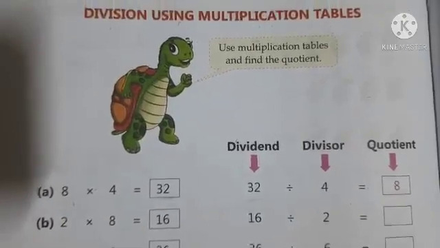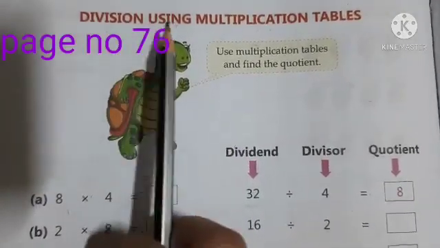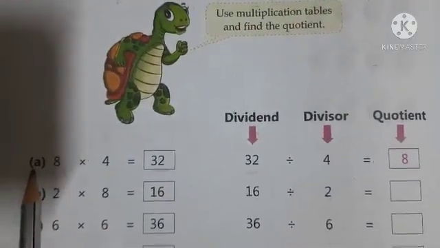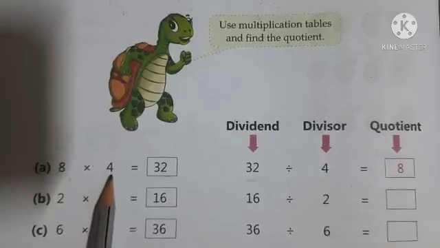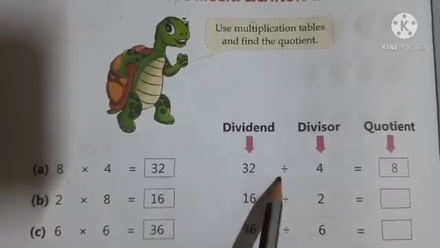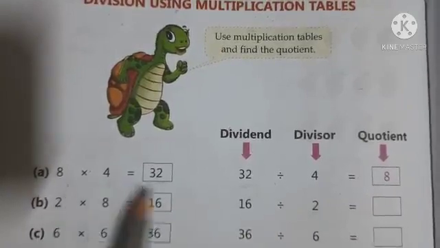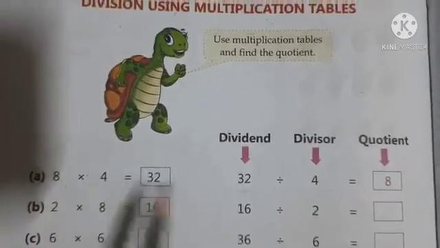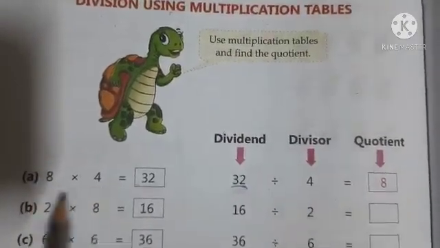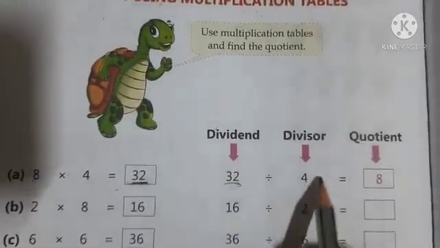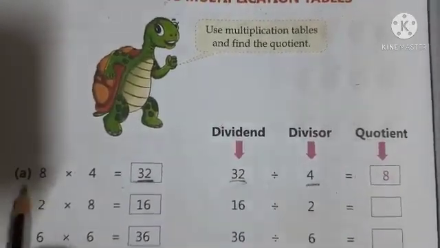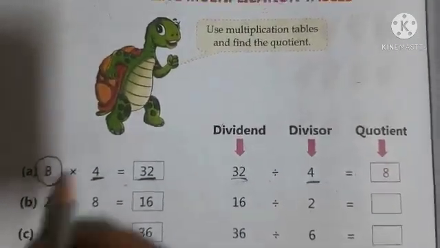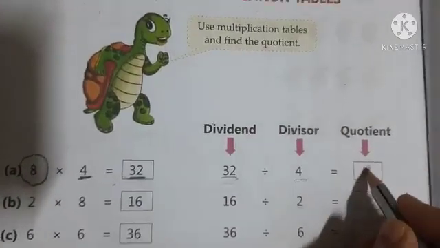Children, on page number 76, we have divisions using the multiplication table. Let us read the first question. 8 multiplied by 4 is 32. 32 divided by 4 is 8. Just understand what the dividend, divisor and quotient are here also. 32 is a dividend here. In the multiplication table, 32 is also a dividend. 4 is a divisor. In the multiplication table, 4 is also a divisor. So the leftover number is the quotient. Yes, this 8 is the quotient here.